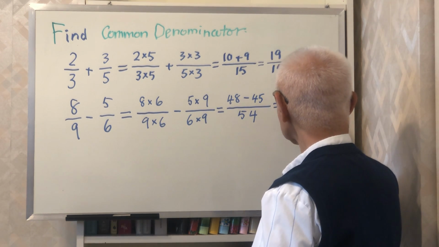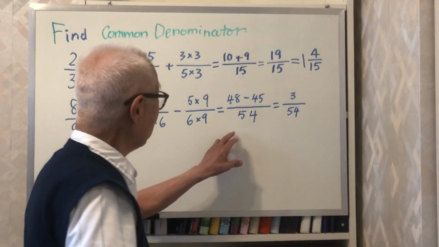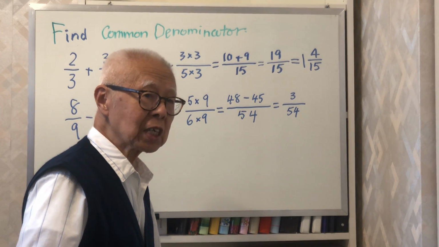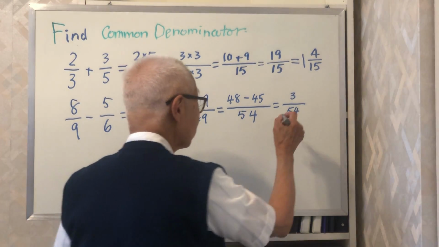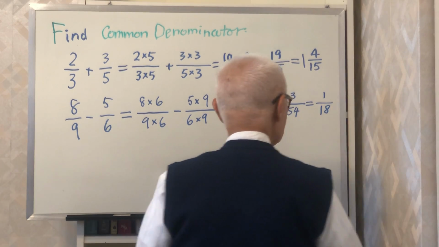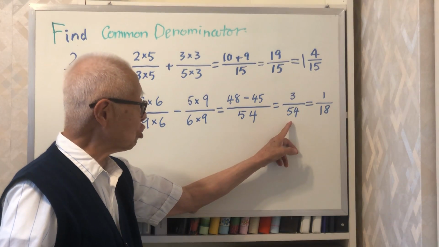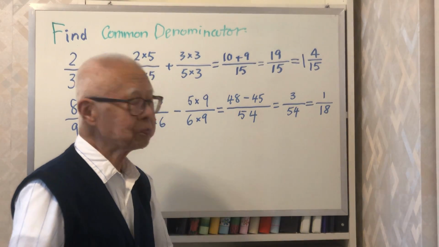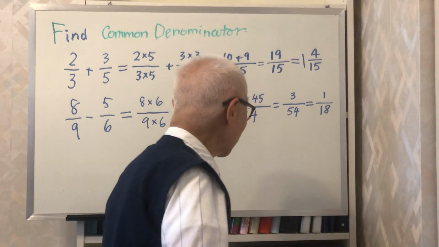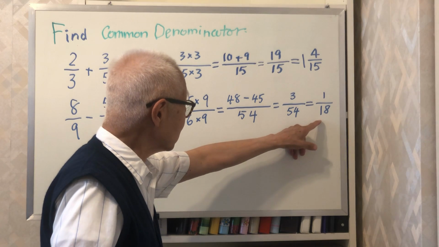And so my answer is 3 over 54. But 3 over 54 can be reduced to lowest terms. So my final answer, after I simplify this fraction, I got 1 over 18. So this is my final answer. There is a question: my final denominator is 18. It doesn't look like 54, it is 18.